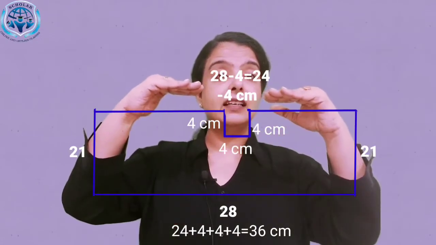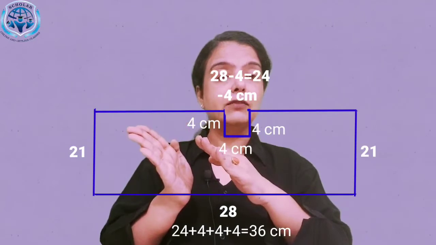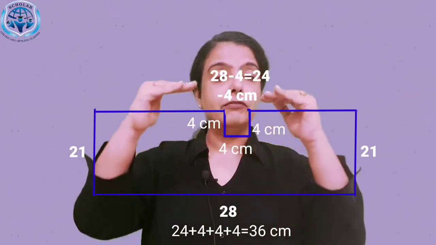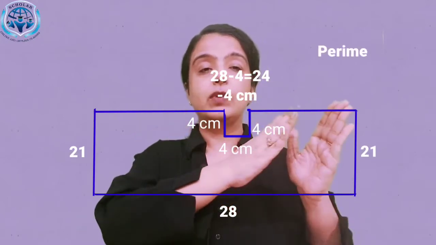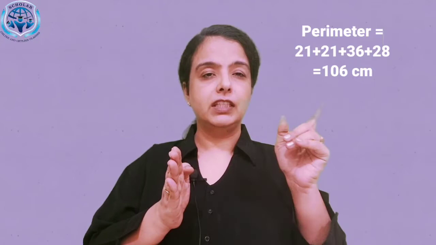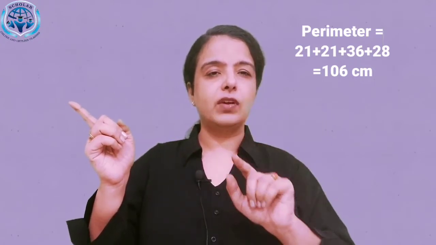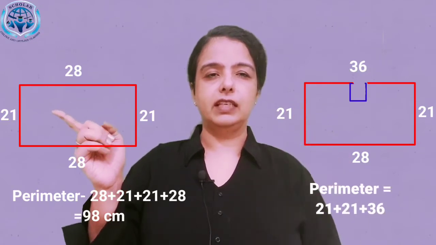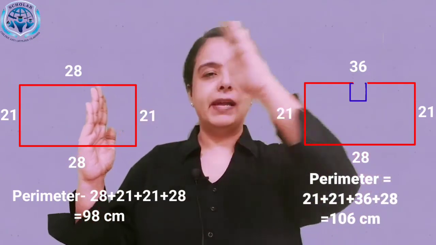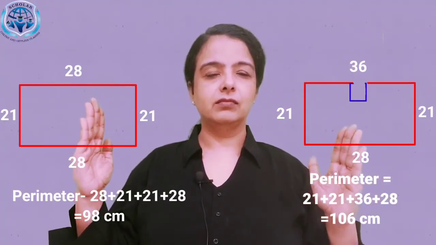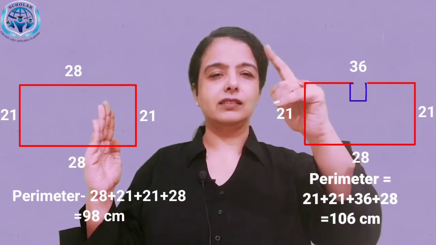Now this length is 36. Earlier this length was 28. So if we add 36 plus 21 plus 21 plus 28, will that be the resulting perimeter? Yes. What was the original perimeter? 28 plus 28 plus 21 plus 21. This one. So what happened? The perimeter increased by cutting one square.